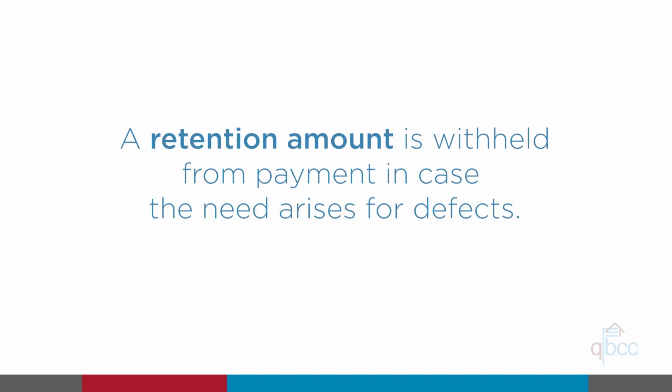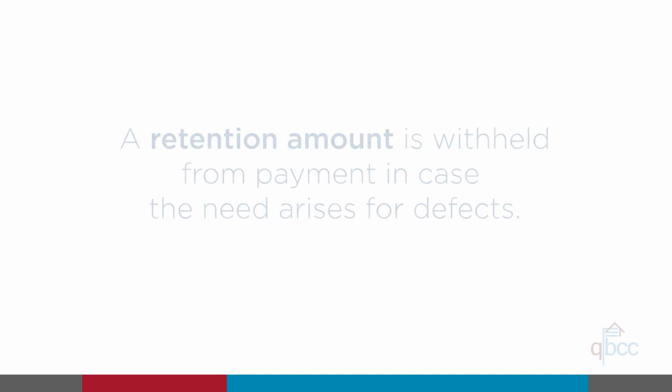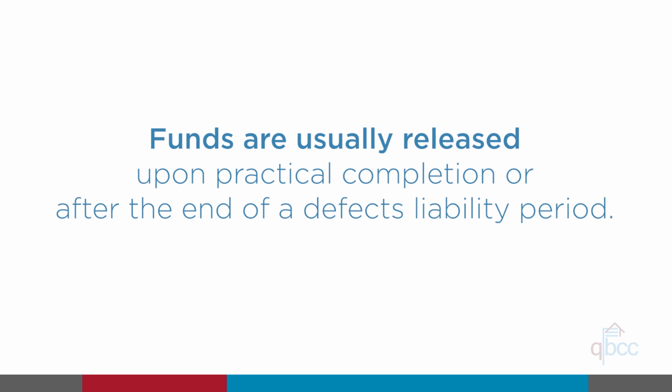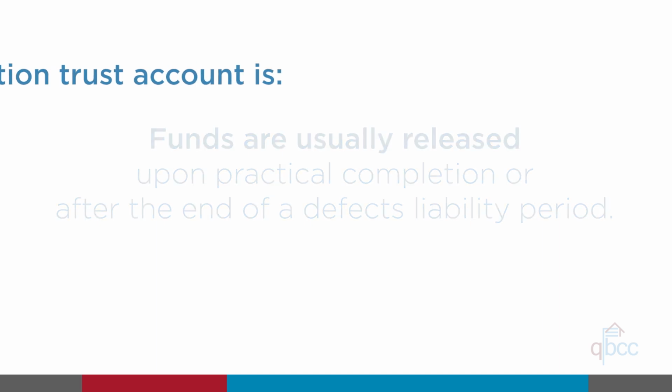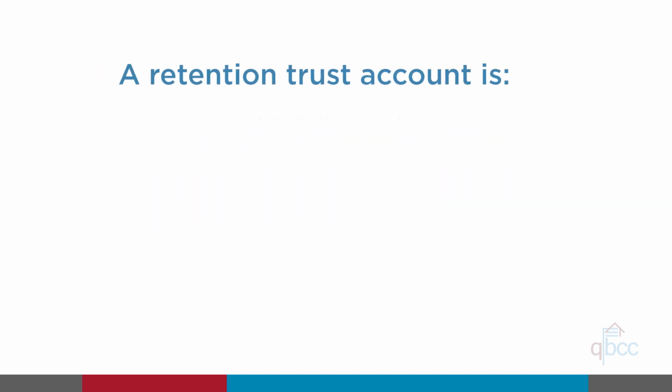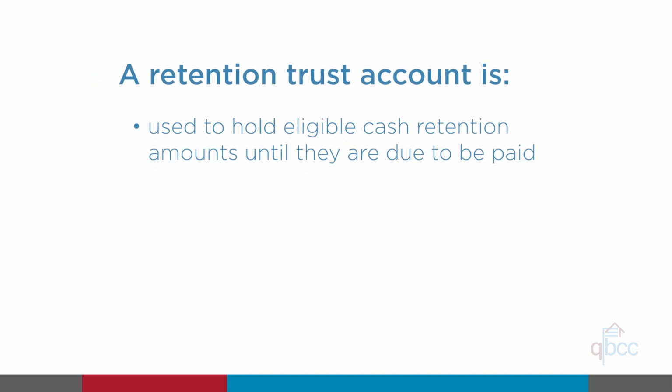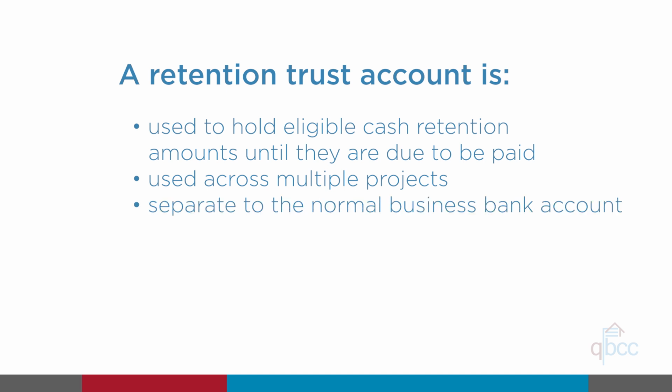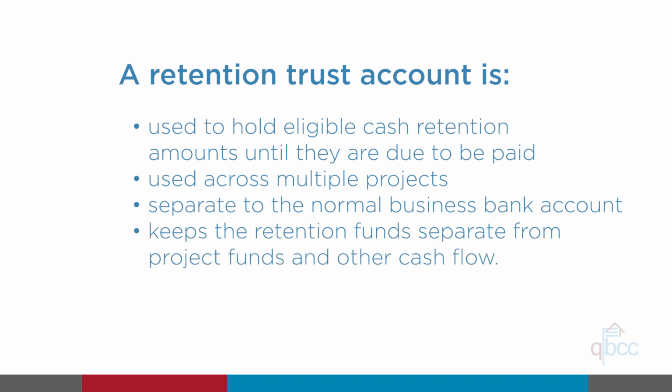A retention amount is withheld from payment in case the need arises for defects. The funds are usually released upon practical completion or after the end of a defects liability period. The retention trust account is used to hold eligible cash retention amounts until they're due to be paid. The same retention trust account can be used across multiple projects. The retention trust account is separate to the normal business bank account and keeps the retention funds separate from project funds and other cash flow.